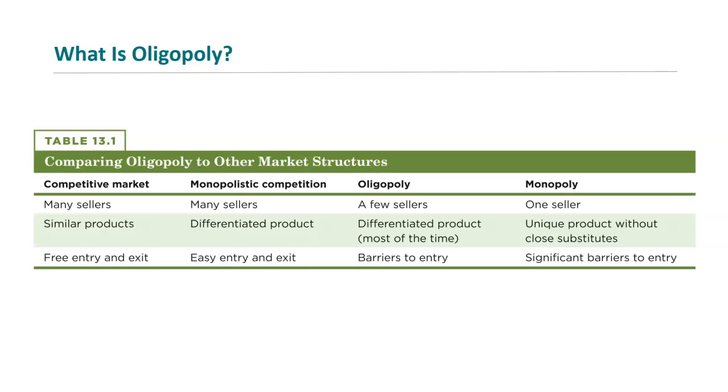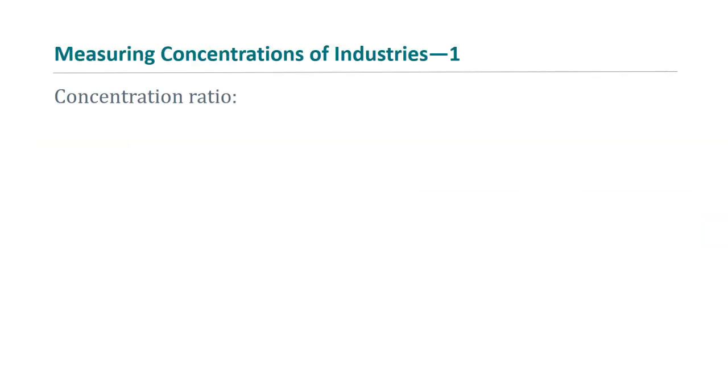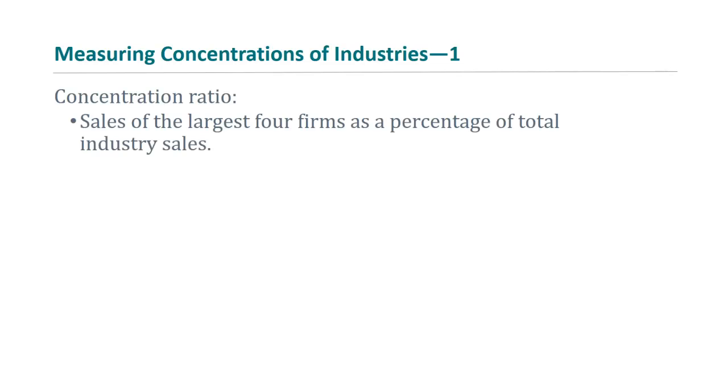So how do we know whether a market that we're looking at is an oligopoly or is more competitive or monopolistically competitive? A monopoly is easy to recognize. There's just one seller, right? But to tell the difference between what constitutes a few sellers versus many sellers, we use a feature called the concentration ratio. So the concentration ratio is the sales of the largest four, sometimes it's other numbers, it's not always four, but for these purposes we'll say four. Sales of the largest four firms as a percentage of total industry sales.